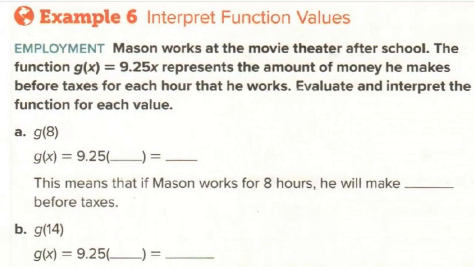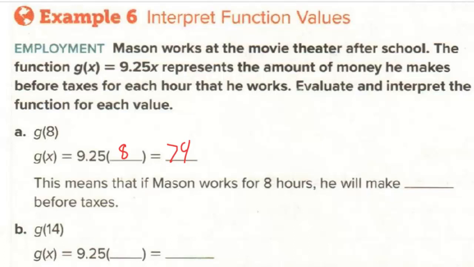Okay, for example 6, interpret function values. So Mason works at the movie theater after school. The function g of x equals 9.25x represents the amount of money he makes before taxes after each hour that he works. Evaluate and interpret the function of each value. Okay, so for part A, we have g of 8. So that means we're going to substitute an 8 in for x. And what we get is 9.25 times 8, which is 74.